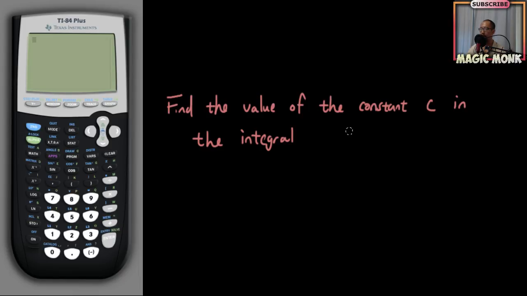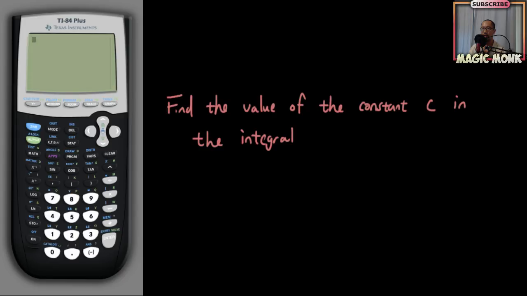So I'm hoping that you guys already know what differentiation is and you've done a little bit of work on finding integrals. In this specific lesson, we're going to find the value of the constant c in the integral. If you don't know what I'm talking about at all, then perhaps this is not the lesson for you. But if you know how to integrate already, then please continue.